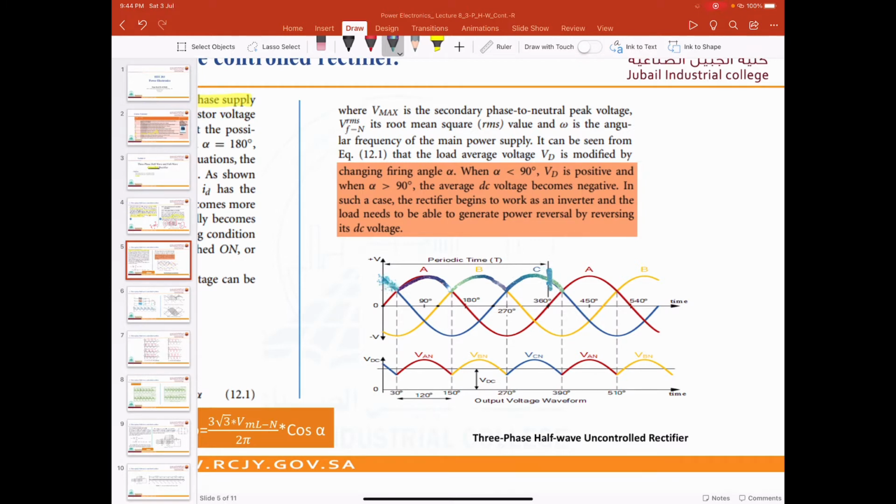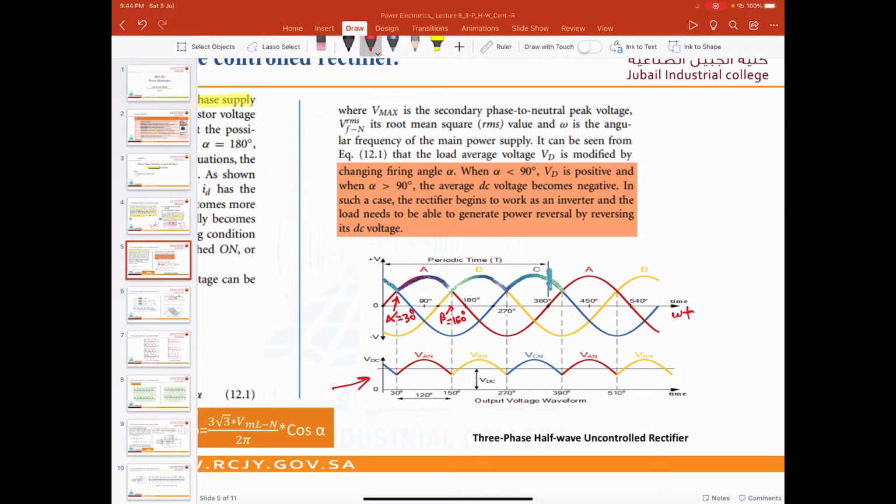So this is the output of the three-phase half-wave uncontrolled rectifier, and alpha here, you remember alpha, it was 30 degrees, right? And here beta was equal to 150 degrees. This is according to omega t, and this is the output voltage that we get from the three-phase half-wave uncontrolled rectifier.